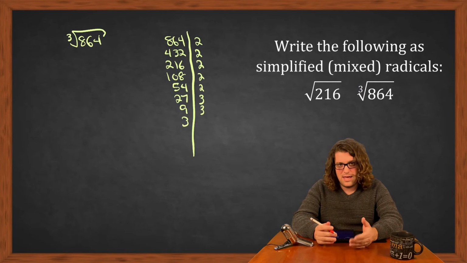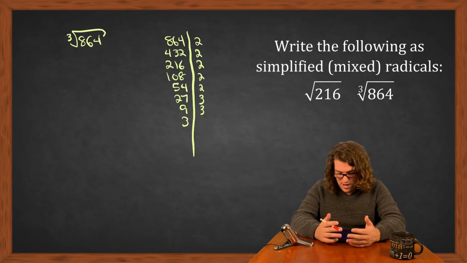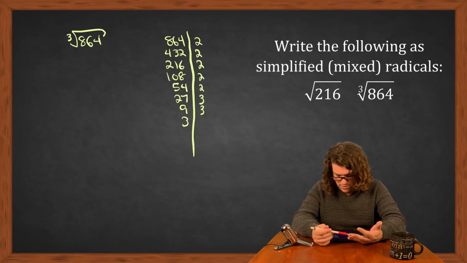And so again, I get my full list of prime factors. You could probably tell how I made these in the first place. Just multiply a bunch of 2's and 3's. So 2 times 2 times 2 times 2 times 2 times 3 times 3 times 3.